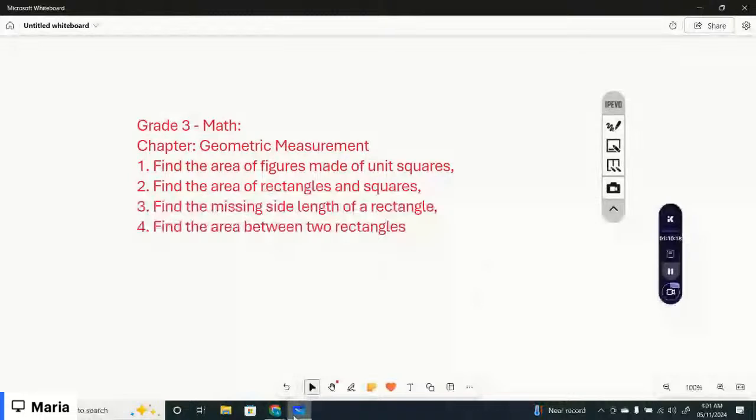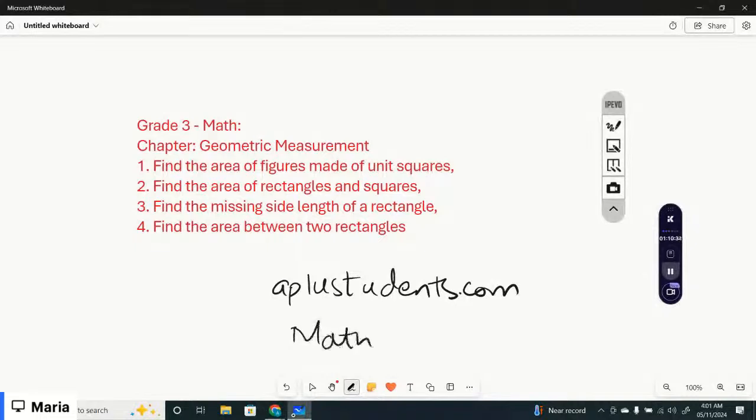You can find all the lessons on aplusstudents.com. You have to log in there. Email address and password is provided by the administrator. Then you have to select math from the subject tab. Scroll down to grade 3 math and then click on view all lessons. There you can find a list of the chapters.